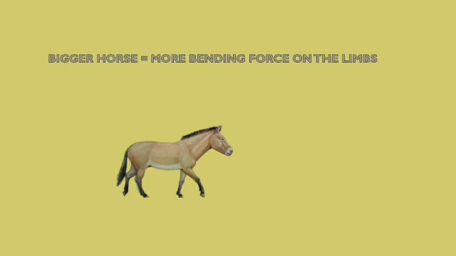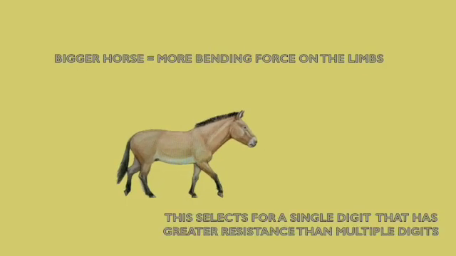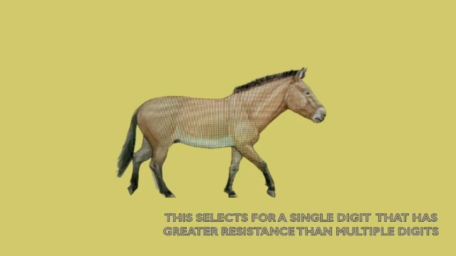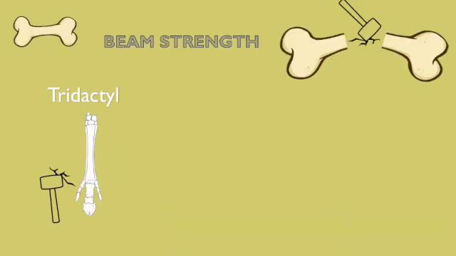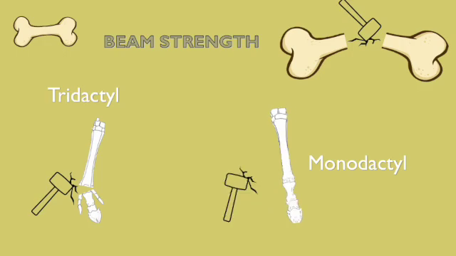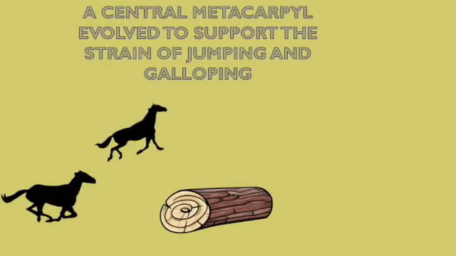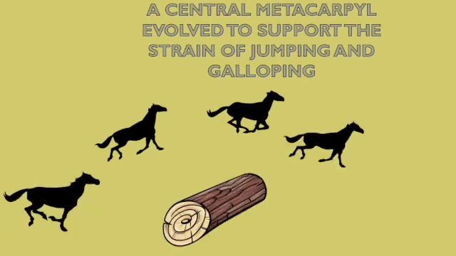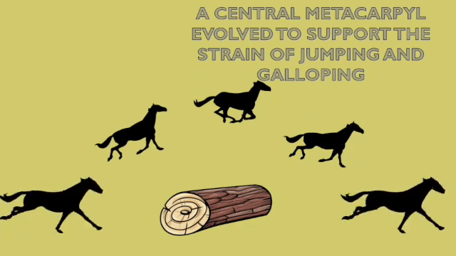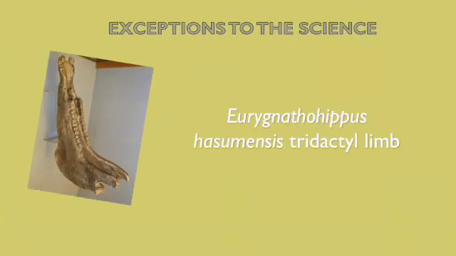The alternative hypothesis is that evolutionary increases in body mass produce greater bending forces on the limbs, which selects for a single digit over multiple, as it has greater resistance to bending forces. Studies on beam strength and the likelihood of fracture failure of equid metapodials found the beam strength of a central metacarpal in Equus was much greater than any tridactyl equine. The central metacarpal was capable of sustaining stress for both Equus and tridactyl equines. However, when simulating a gallop or jumping, only Equus and 3 of the tridactyl equines could support it.